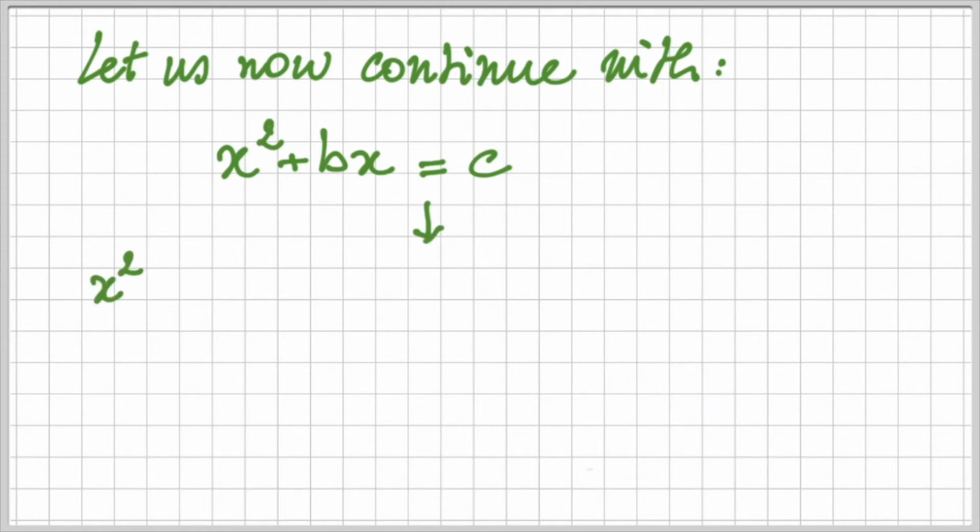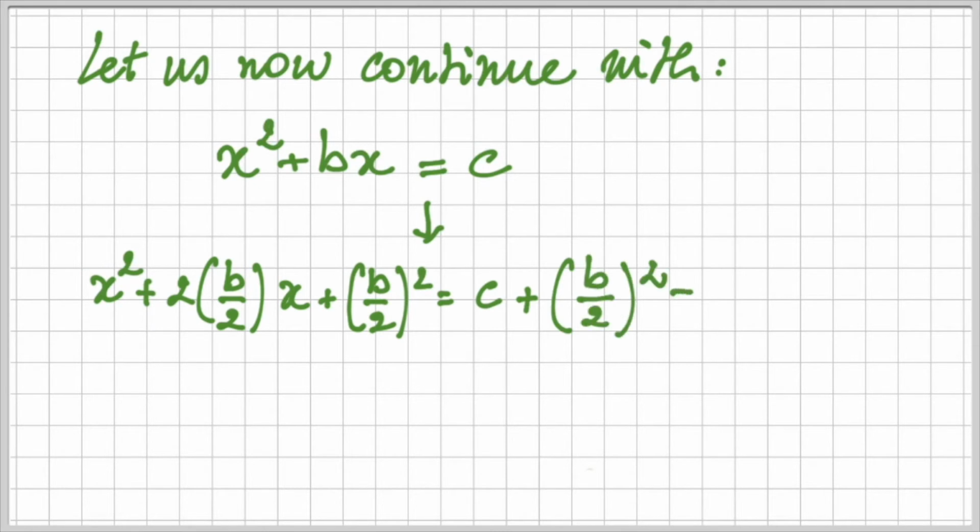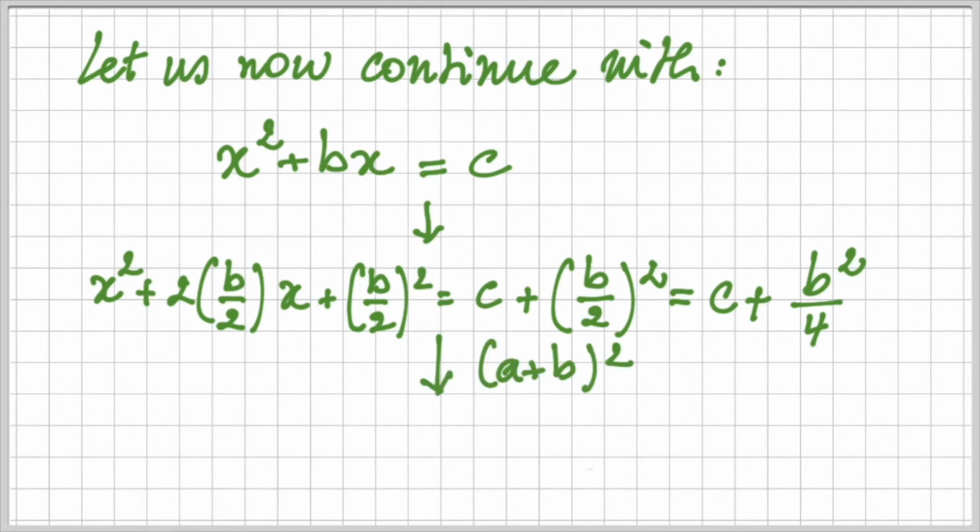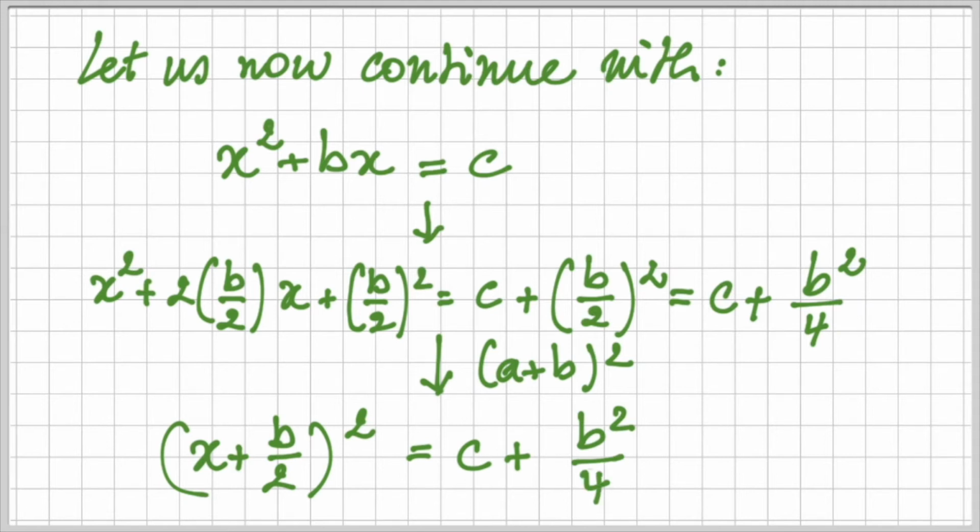We can now add this to the equation, so we put the equation here and we look at the next step. The first thing I do is to replace (b/2)² by b²/4. Now we see that on the left hand side we have a complete square, and that complete square is (x + b/2)², which is equal to c + b²/4.